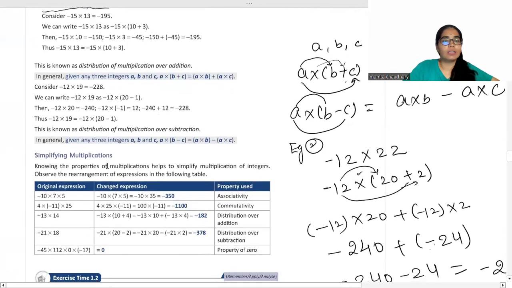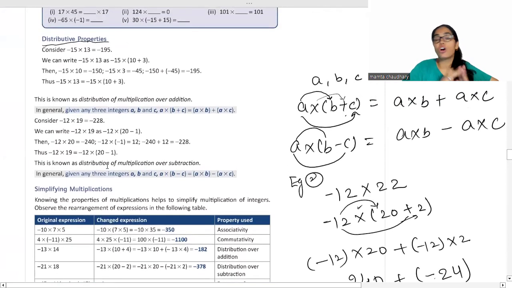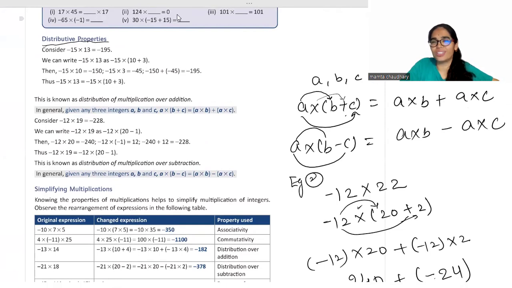So that's all in properties of multiplication of integers. In the next video, we will solve questions based on this.